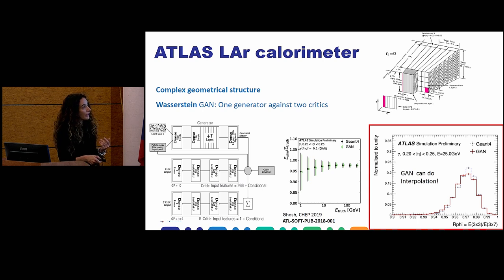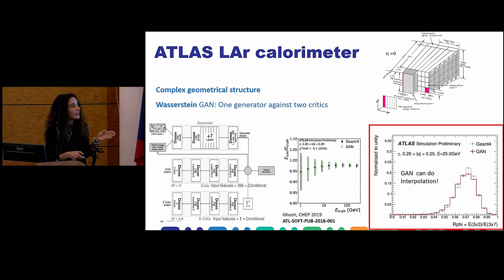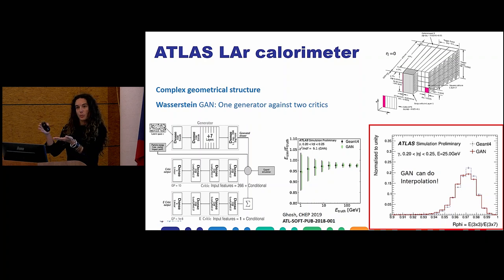This is a different GAN. It was trained on a specific energy point, and this group proved that the GAN could actually do interpolation. The result they obtained by using the GAN on a different energy point than the one used for training was working very well. In the computer science world, this would be generalization. In our case, we call it interpolation. We were very happy with this result.